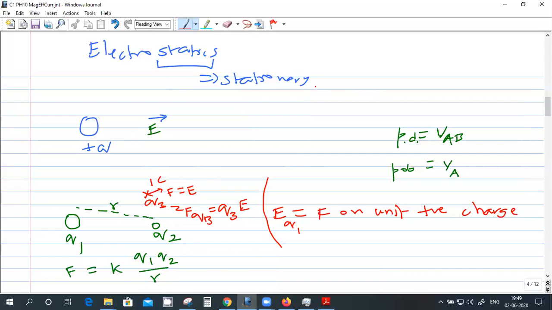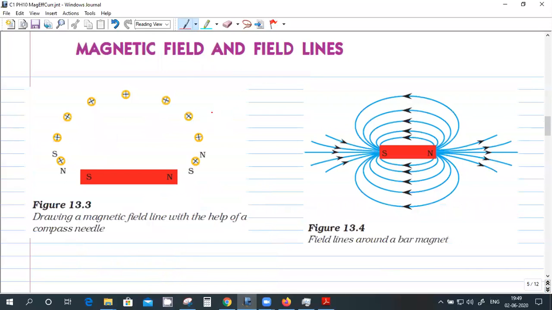So what I can do is, suppose there is a charge Q here, and I want to find the force on Q2 here. Let me call this Q1. I want to find the force on Q2, so equivalently, I'll put a field here.